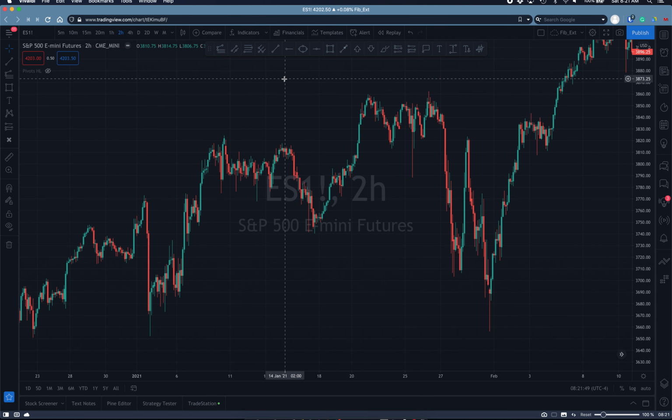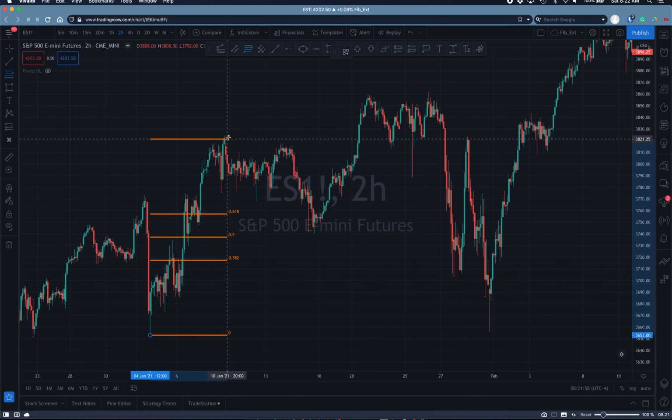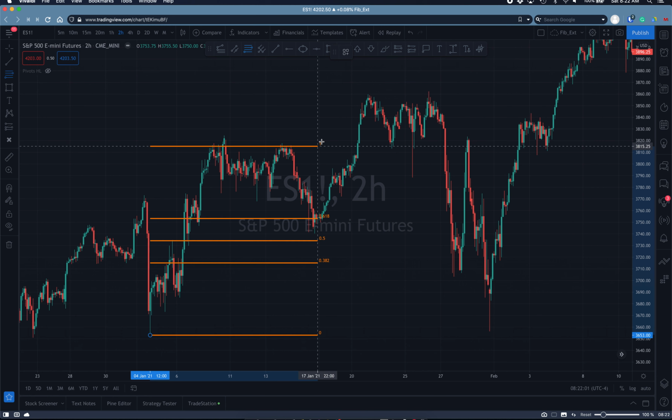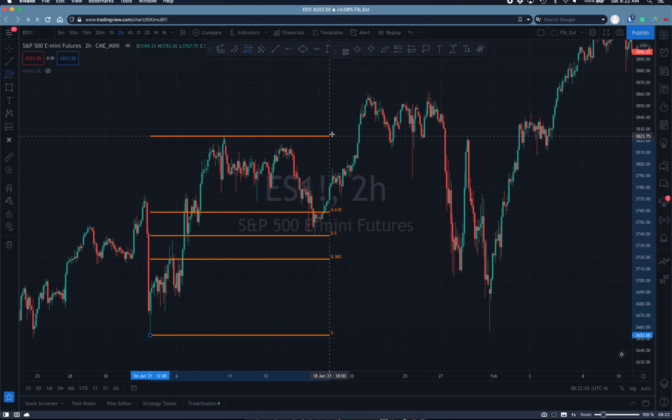My computer's getting old. Okay, let's take a look at a simple Fibonacci pullback. So you look for a leg, such as this, and then you're looking for a pullback to base a trade off of. And you can see right here it came down into our golden zone. This actually came right down here towards the 0.5.